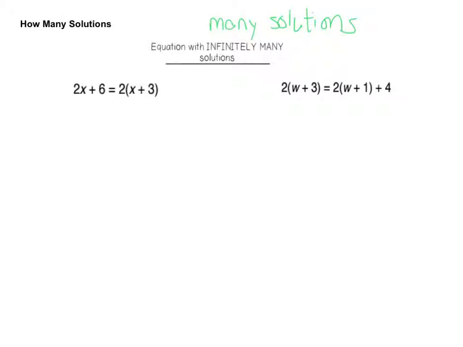So this first one on the left over here, 2x plus 6 equals 2 times the quantity x plus 3. I believe you can handle that one. Why don't you pause the video, try that one on your own, see if you get that this has many solutions.